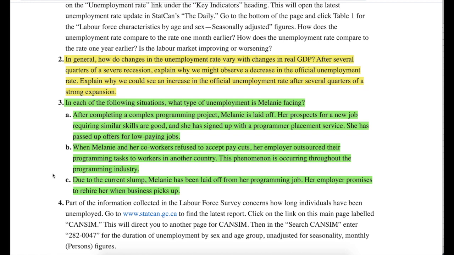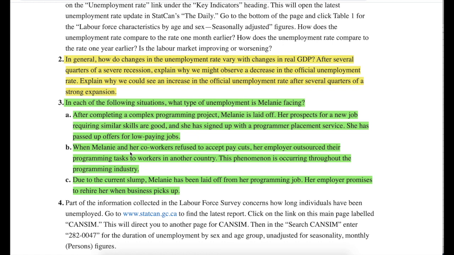In problem 3, we are figuring out what type of unemployment Melanie is facing. In A, after completing a complex programming project, Melanie is laid off, but her prospects of finding a new job are good, and she already passed up offers for low-paying jobs. So the unemployment that Melanie is facing right now is due to friction in the labor market. It just takes time to get to a new job. We know that her chances of finding a job are very good. So that's why Melanie is experiencing frictional unemployment.